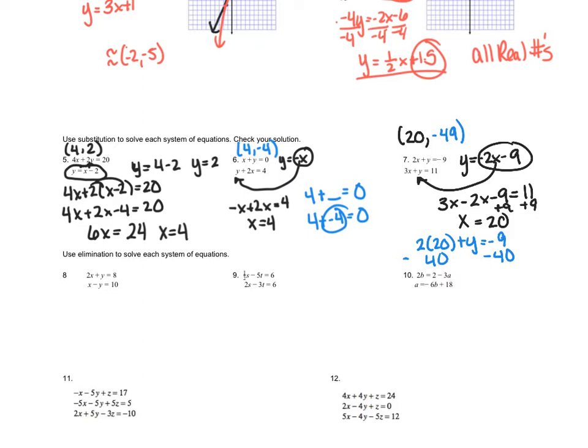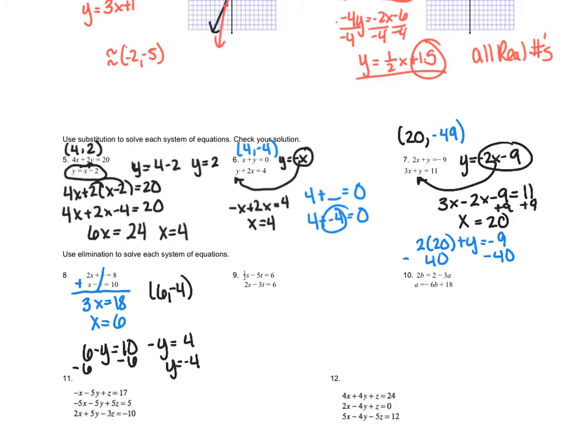All right, so for elimination, we're looking to cancel something. So our y's cancel. We're going to add these together. 3x equals 18. X equals 6. To find the y, we're going to plug that in. So 6 minus y equals 10. So negative y equals 4. Y equals negative 4. So 6, negative 4. For the next one, we're going to multiply the top one by negative 4.